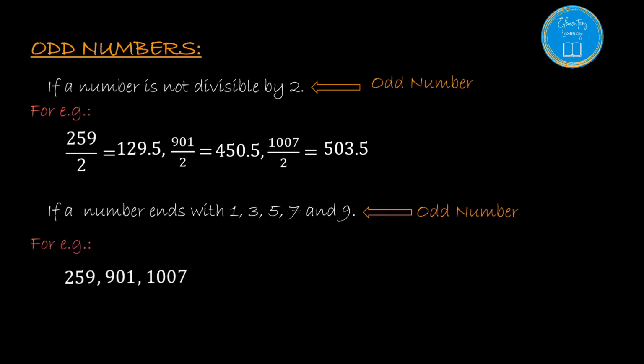If we look at the numbers 259, 903 and 1007, they will be ending with 9, 3 and 7, which means that they are odd numbers. Now we will move towards the properties of even and odd numbers, in which we will discuss their sum, difference, product and squares. So, firstly we will discuss what will be the sum between two even numbers, two odd numbers, and between even and odd numbers.